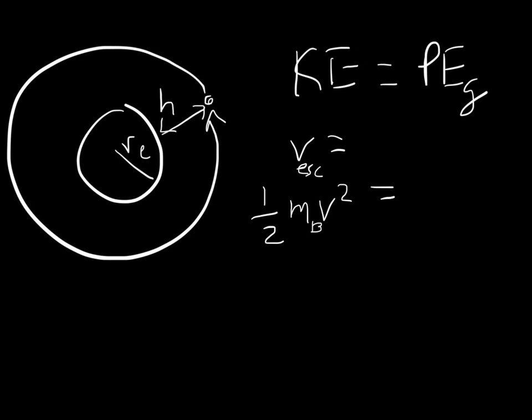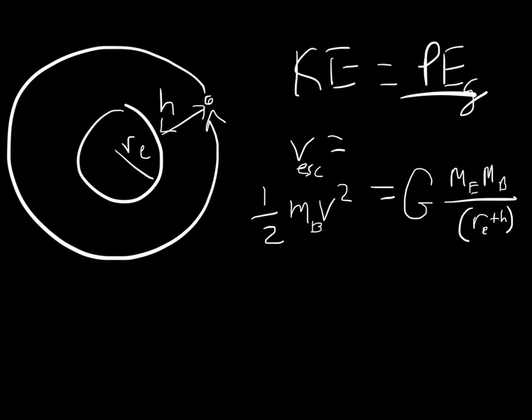Universal law of gravitation. Big G. Okay, we're going to say mass of the Earth, mass of the ball, over R, and it's going to be that plus H. Okay, does this make sense? Because it's potential energy, not force.